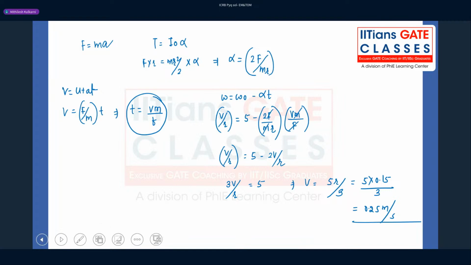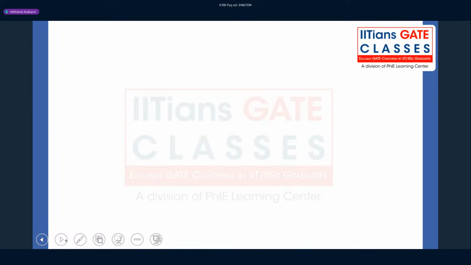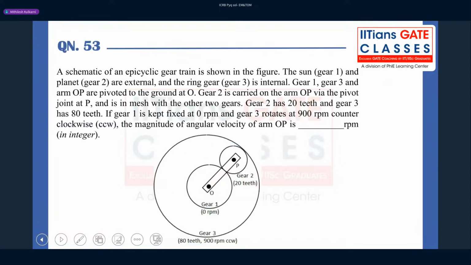Coming towards the next question. This is the last question of this paper. This is from the theory of machines, gear trains topic. Let's try to understand it.